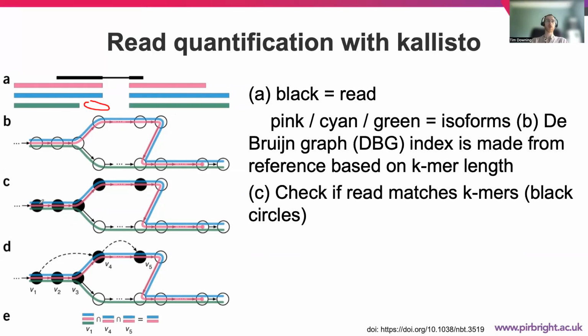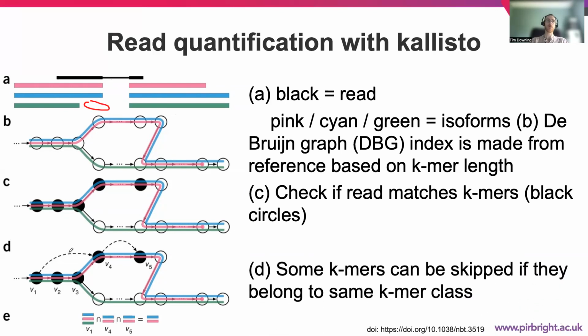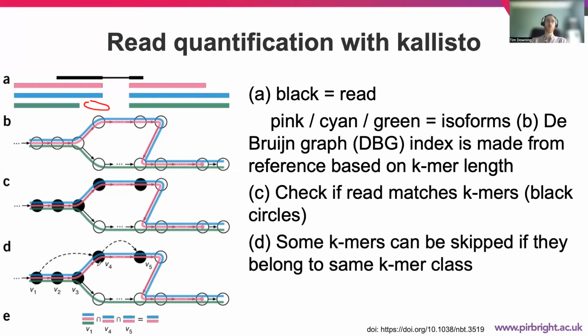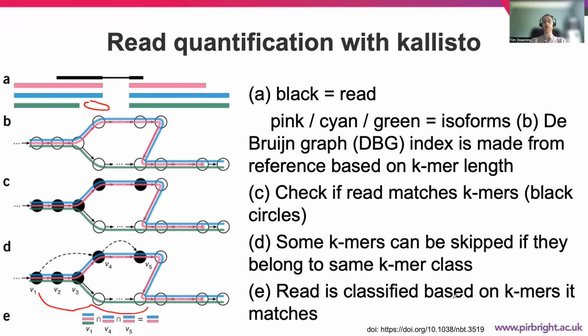But for the black part, we don't actually need to check all of them. We can skip some, and that's shown by the dashed lines there. And checking vectors 1, 4, and 5 only is sufficient to test for evidence of the blue-pink isoform pair, and contrasting that with the green option. If we have a path going down for vector 1 and this one, we'll know that's the green path that we're traversing. So that efficiency means that we can just classify reads based on the k-mers that they match.